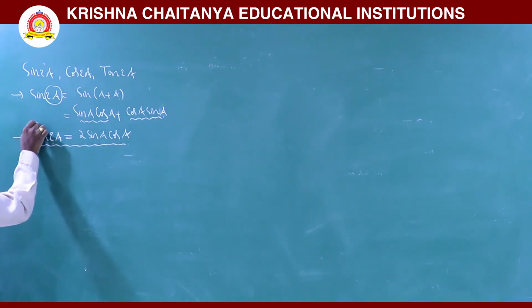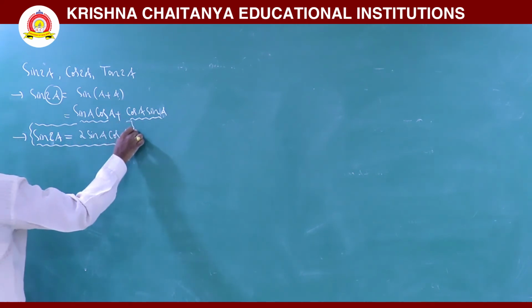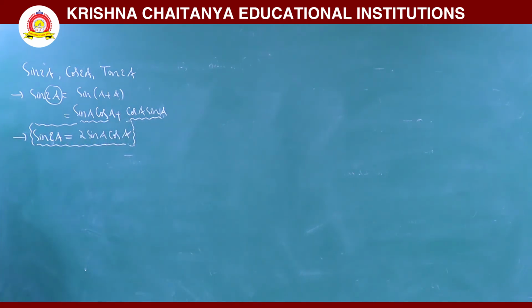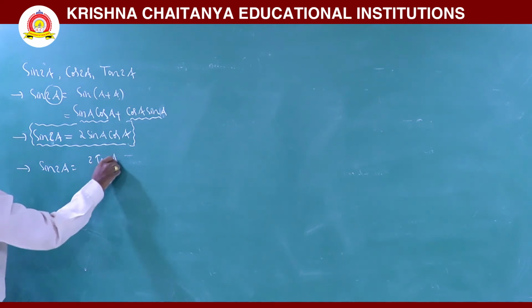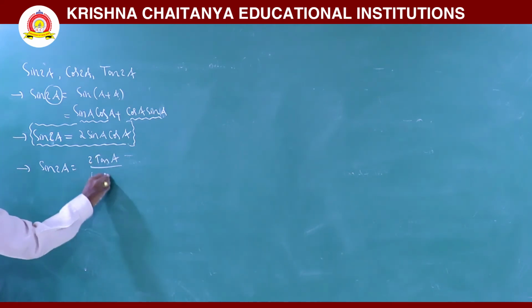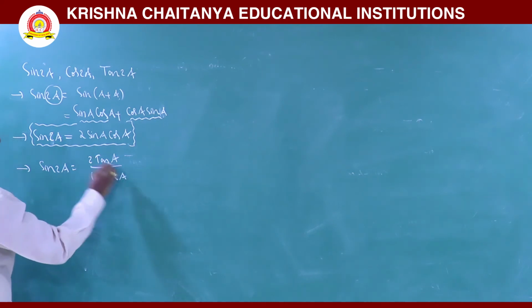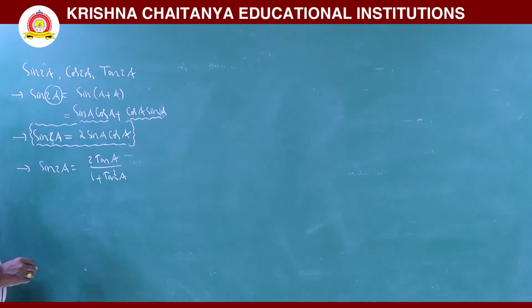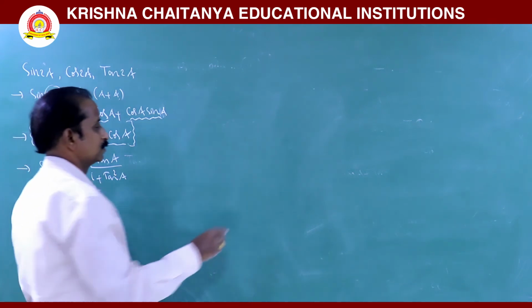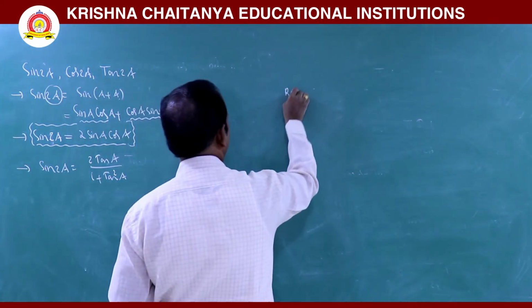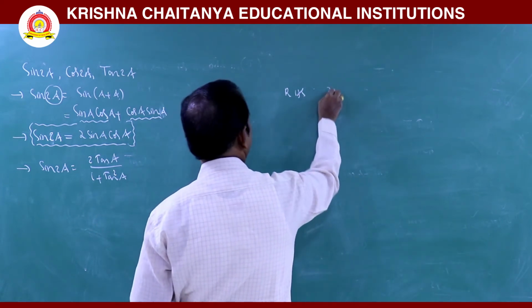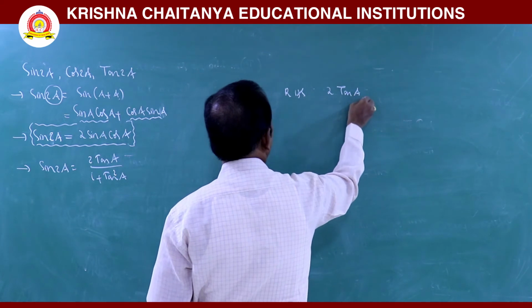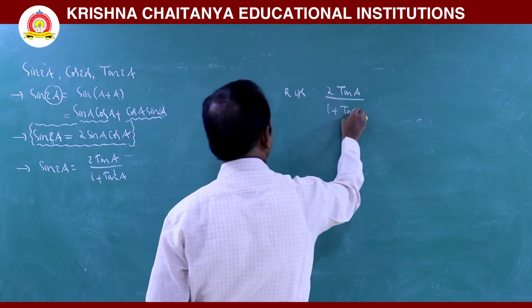We can write sin 2A in terms of tan A also. So sin 2A in terms of tan A, how to write? 2 tan A divided by 1 plus tan square A. Is it possible or not possible? We have to check. So consider RHS and we prove LHS. RHS is nothing but 2 tan A divided by 1 plus tan square A.